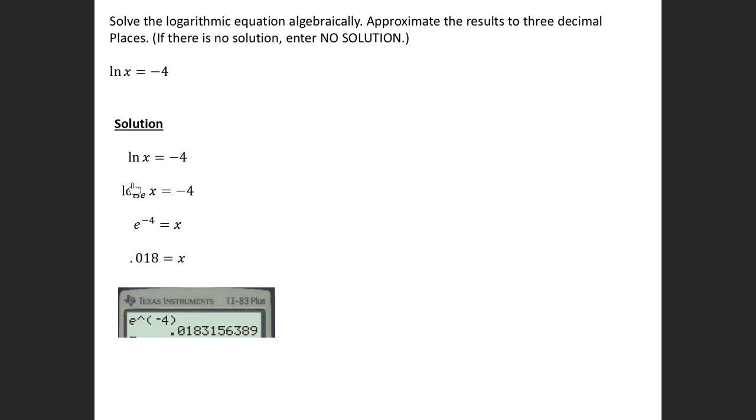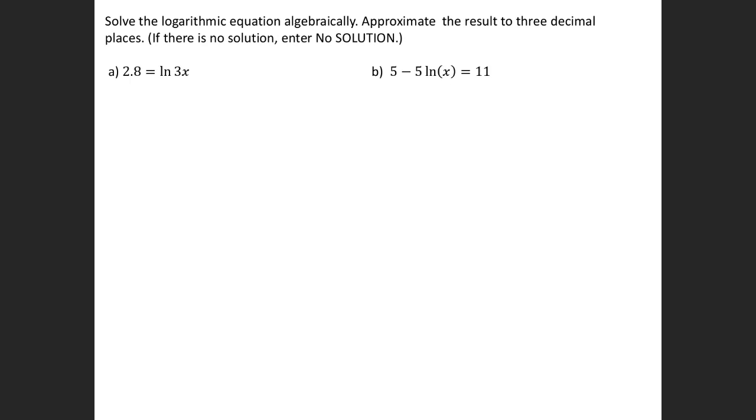So again, natural log is the same as log with base e, and then change this into exponential form. The base is e, and the way I remember it is that the log is equal to the exponent. That means -4 is going to be my exponent. Okay, so we're going to do a couple more of these.